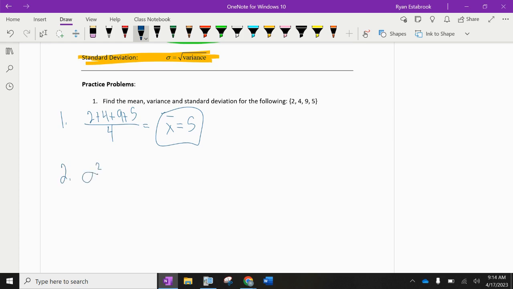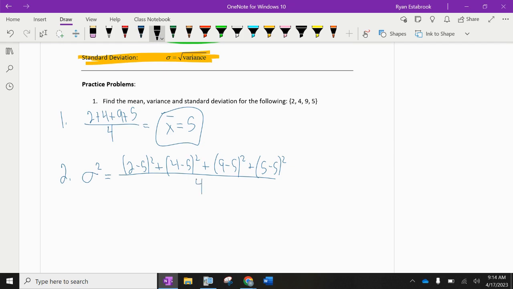the variance. The variance requires a little bit more to do. We're going to take this mean that we just found, as well as all these numbers, and subtract: 2 minus 5 squared, and then 4 minus 5 squared, 9 minus 5 squared, and 5 minus 5 squared. So each of these numbers subtracts from the mean. We square them, and then we're going to divide by 4.